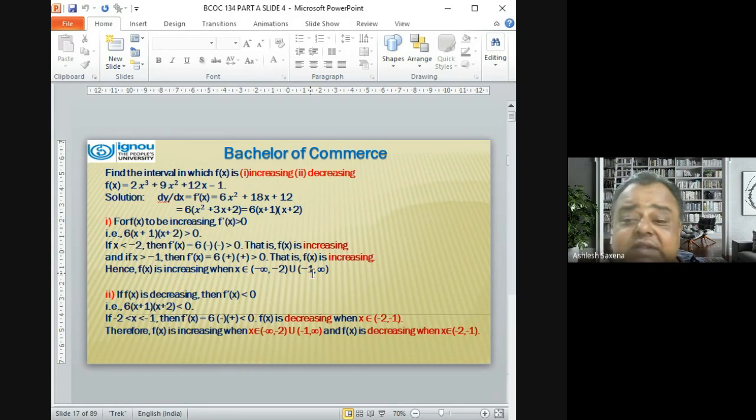So how will the answer be written for a decreasing function? It is -2 and -1. It is increasing for x belongs to minus infinity to -2 union -1 comma infinity, and it is decreasing for x belongs to -2 comma -1.